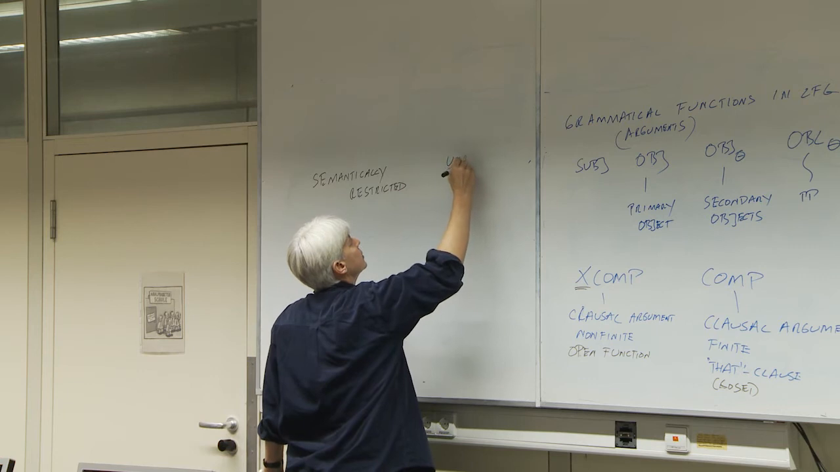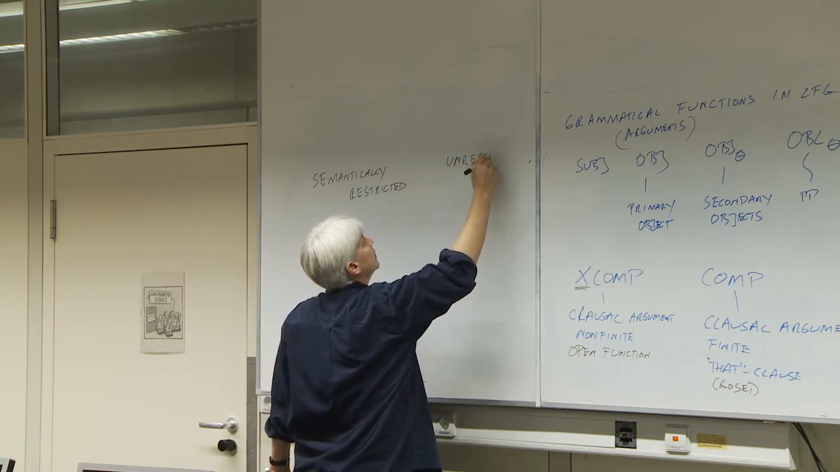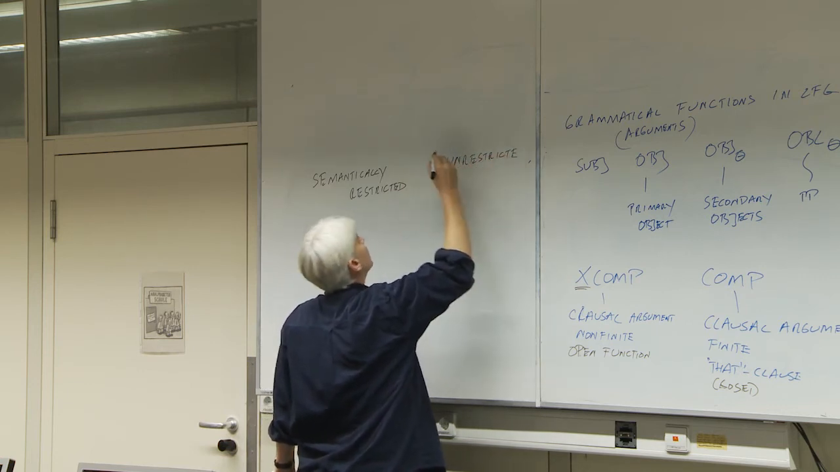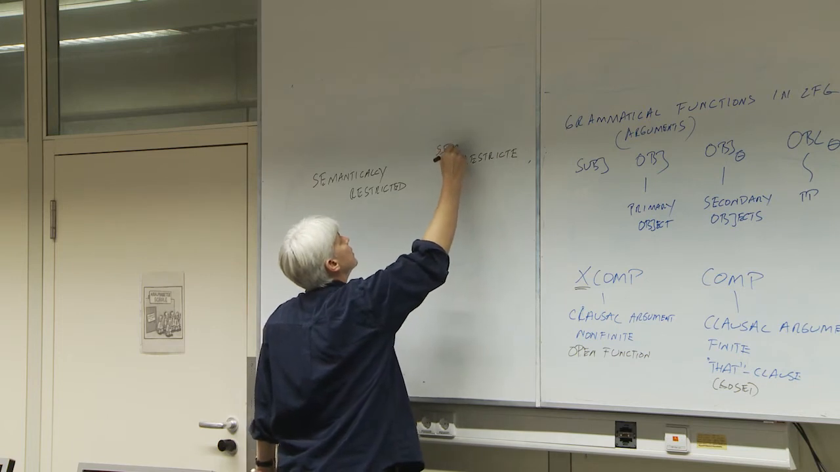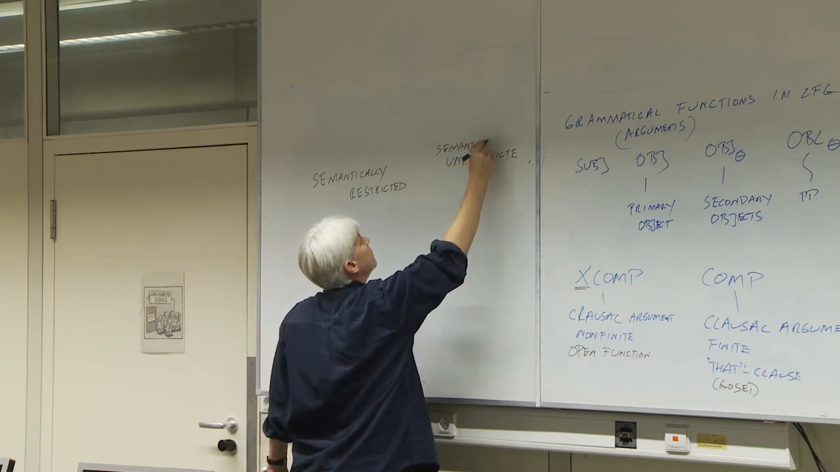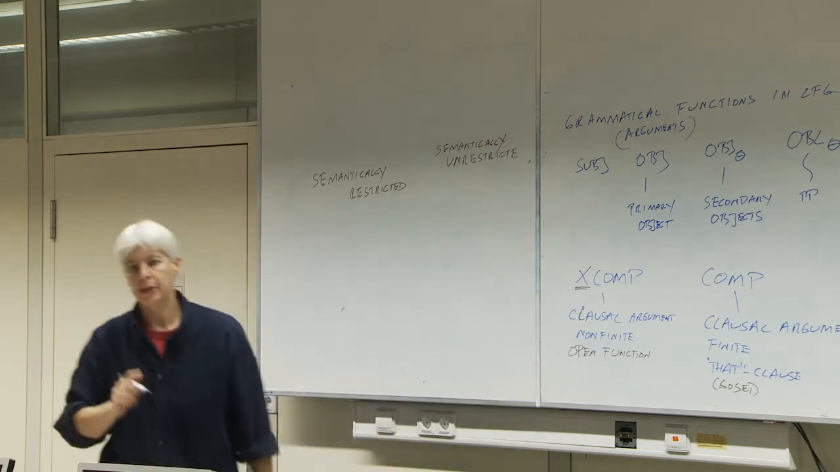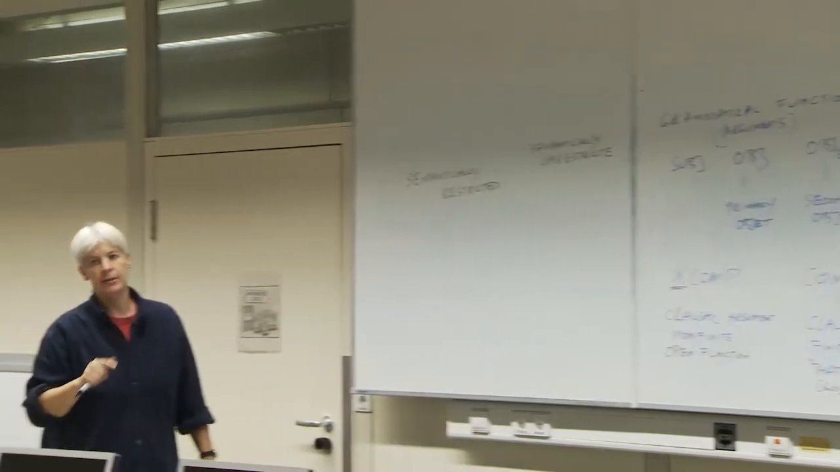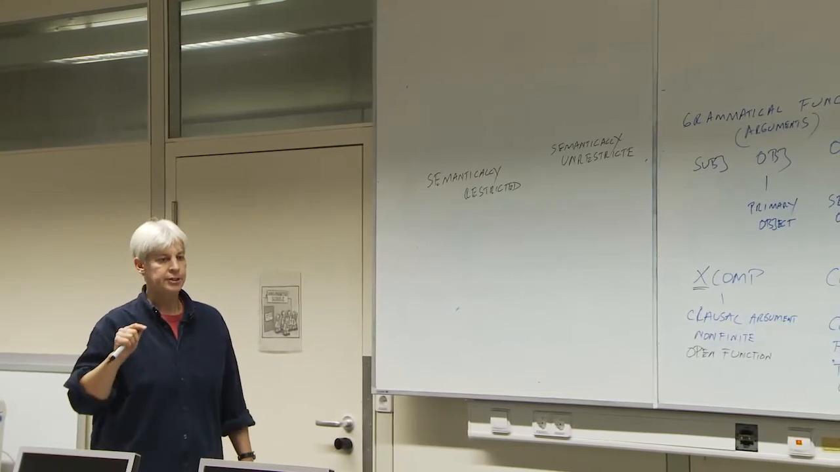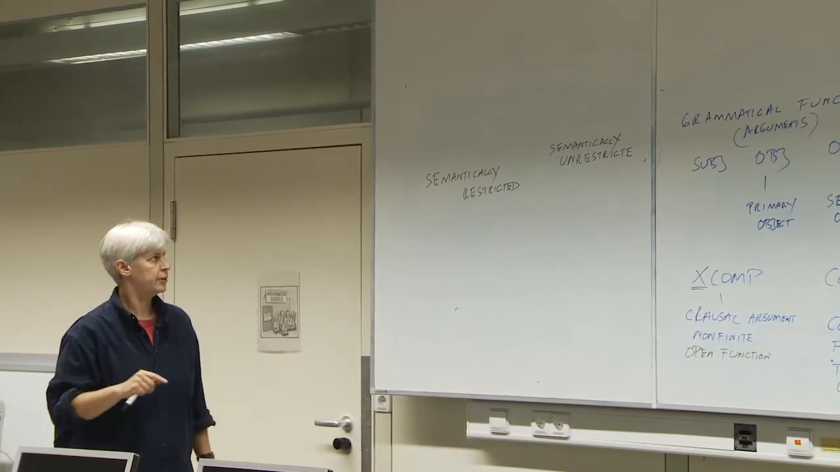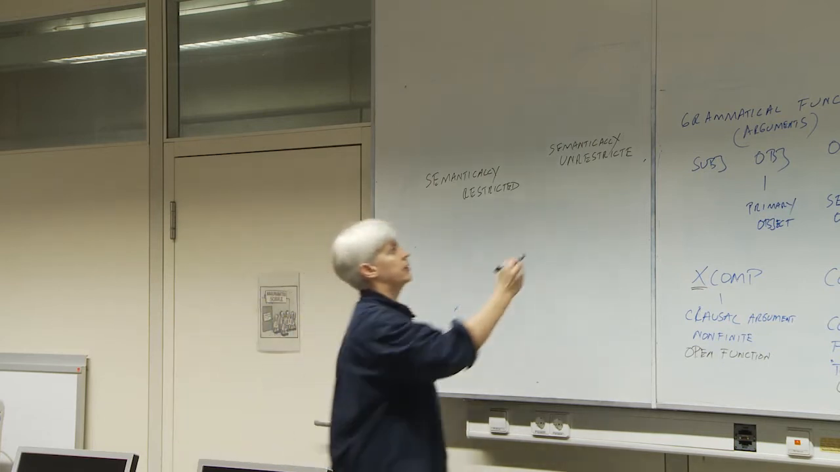Restricted and unrestricted. Semantically unrestricted. All of the things that I'm talking about here can be found spelled out in some detail in Mary Dalrymple's chapter 2 in Lexical-Functional Grammar. So you can look that up there too.